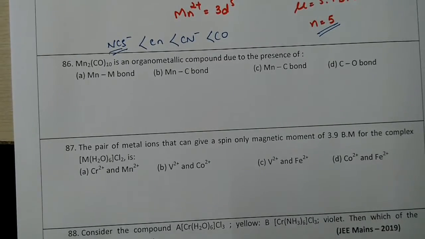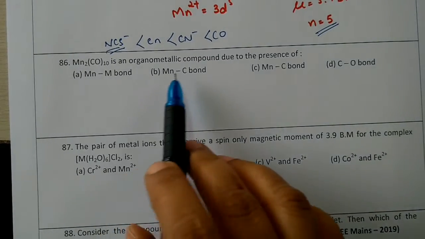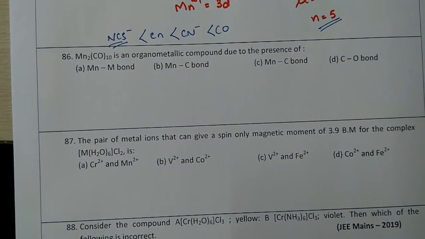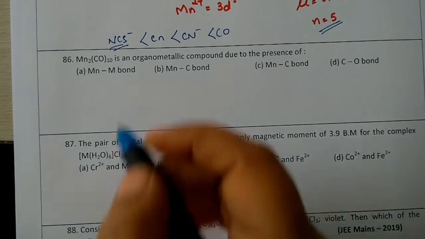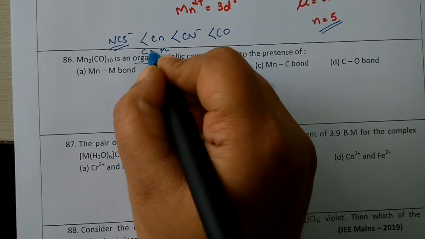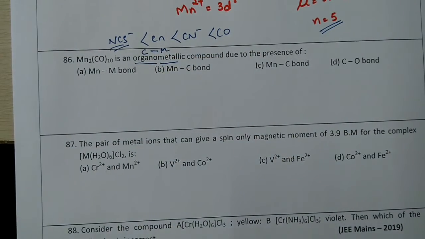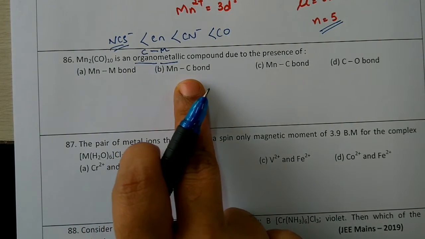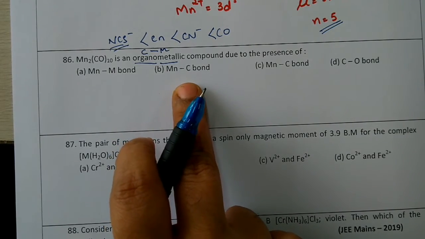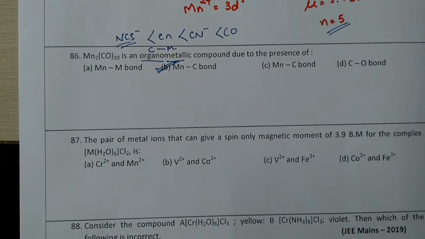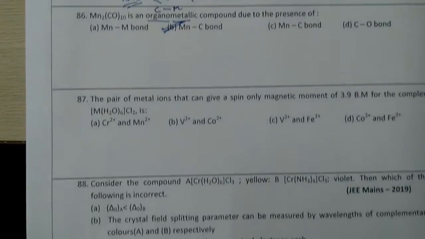Next one, we have a complex given. It is an organometallic complex due to the presence of a metal-carbon bond. Organo is nothing but carbon, metallic is metal. So there is a bond between the metal and the carbon; then only it is called organometallic. If the M-C bond is present, then only it is called organometallic. Both are the same, anyone you can.